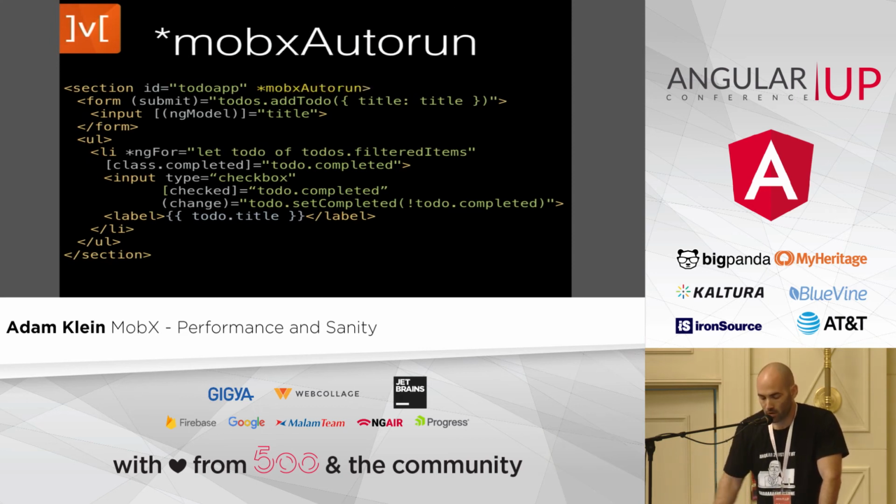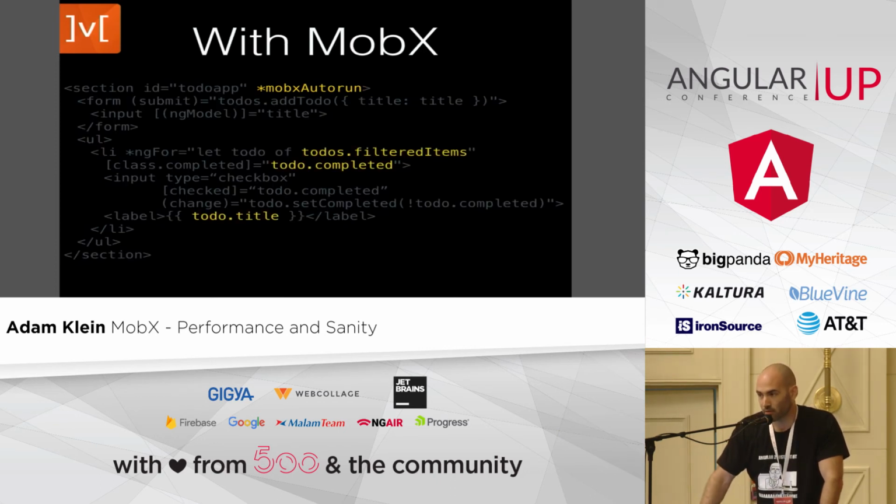MobX autorun works pretty much like a computed value. First, it renders the template, but it also notices which observables or computed values you've used inside the template. For example, here we're using the filtered items and the completed, et cetera. And now, every time one of these observables or computed values changes, MobX will trigger change detection on the component.